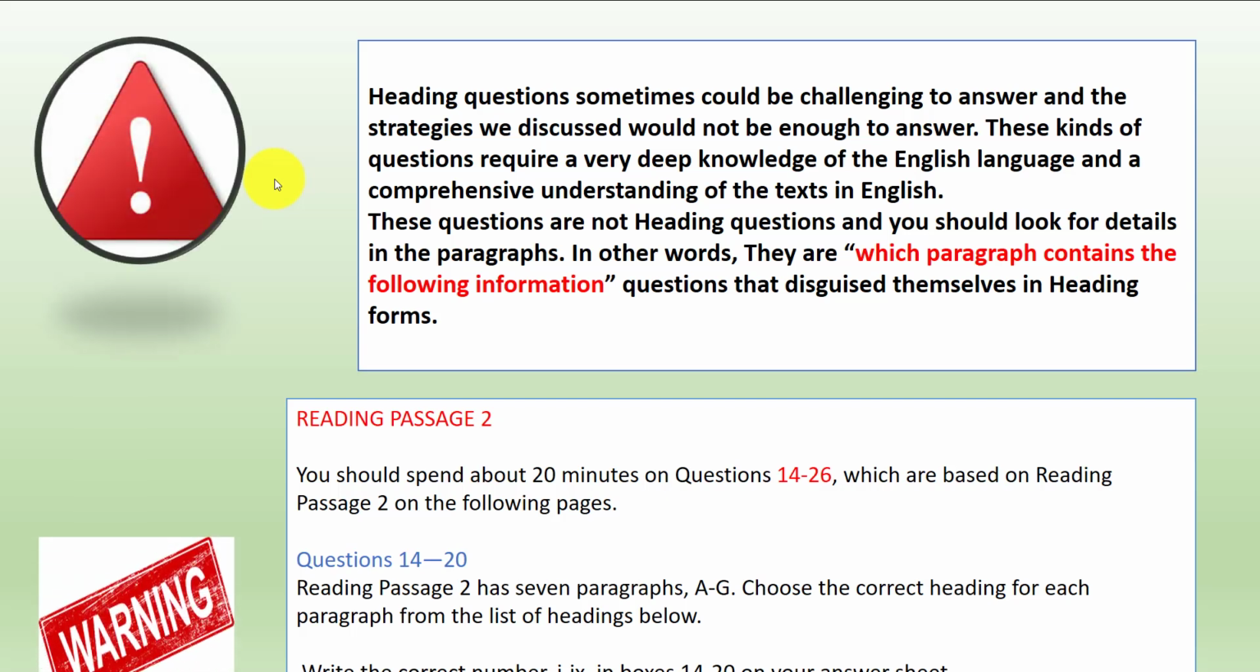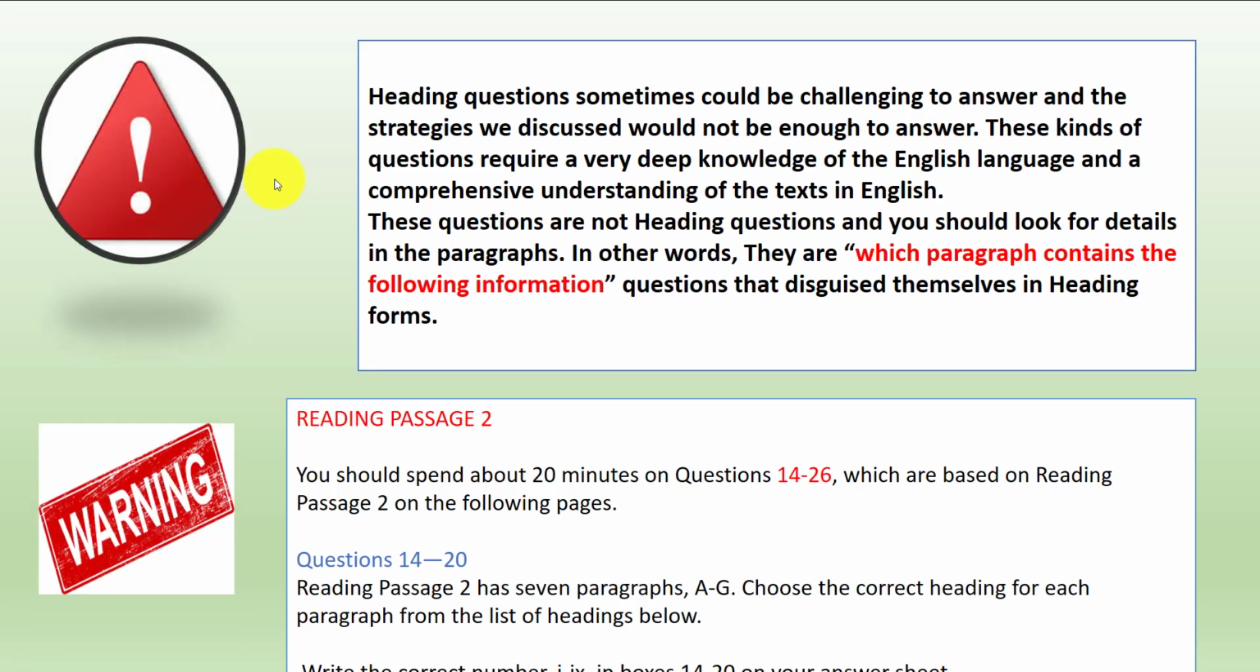Before starting our example, let's review our previous session's points. Hidden questions sometimes could be challenging to answer, and the strategies we discussed would not be enough to answer. Sometimes general English is very important. The meaning of some of the vocabulary is key to answer, and if you don't know the meaning of some of the vocabulary, their application in a different context, then you won't be able to answer the questions.